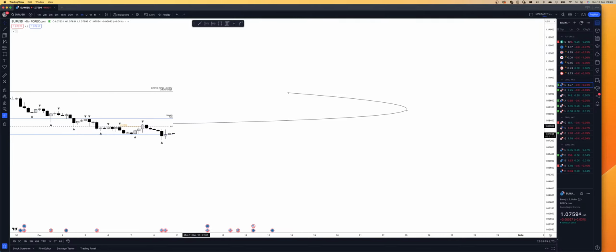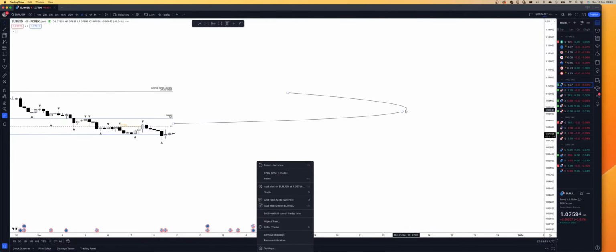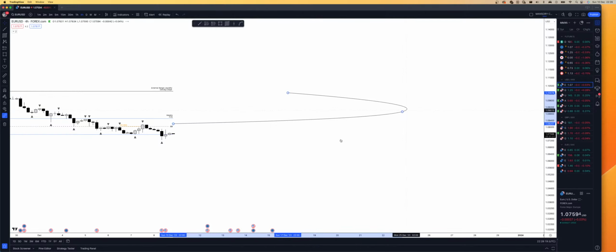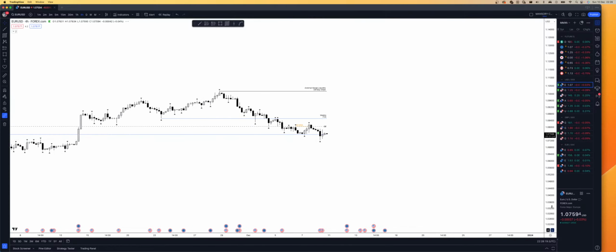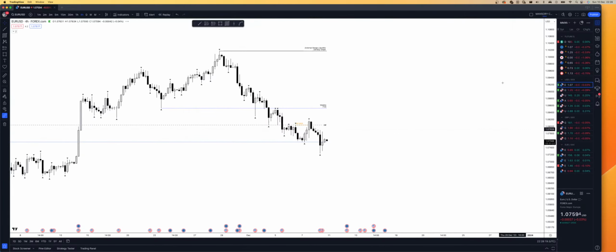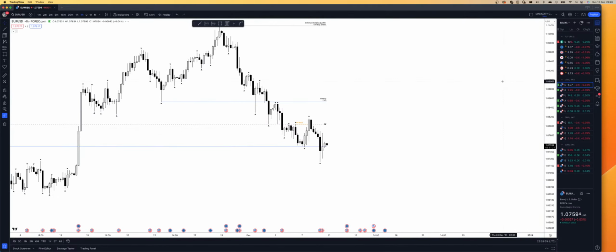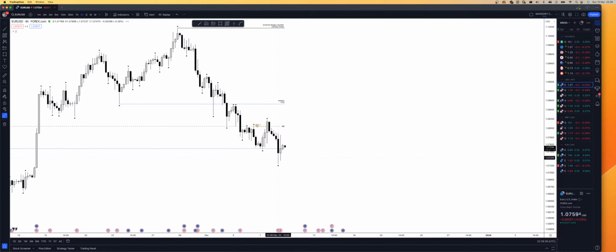Oh wow, that has made a very, very interesting arrow. Let me just get rid of that. Oh, this lag is ridiculous. Here we go.